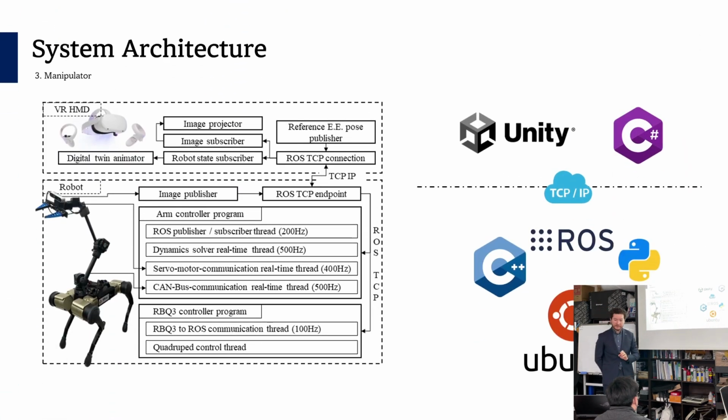Now I'm ready to present the system architecture. This system has many different components and is built with different tools. For instance, the graphical user interface application is built with Unity using the C# programming language. The real and simulated robot side of the system is running on the Ubuntu operating system and built mostly using the C++ programming language for speed and performance.